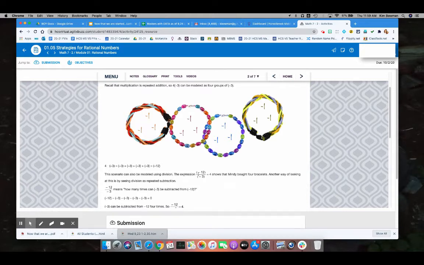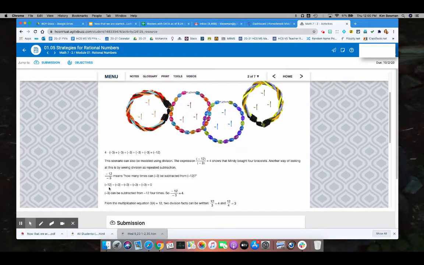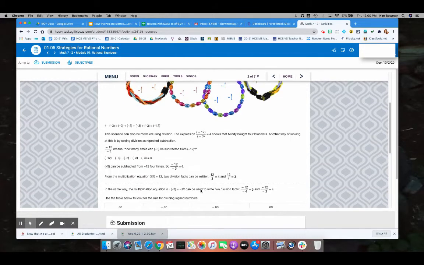You could take the total of -12 and divide it by -3. And that would show that she bought 4 bracelets. Another way of looking at that could be division as repeated subtraction. So you could do -12, the total, minus -3 until you get to 0. And then once you see how many -3's you took away, it says -3 can be subtracted from -12 4 times. So that's another way to do it.